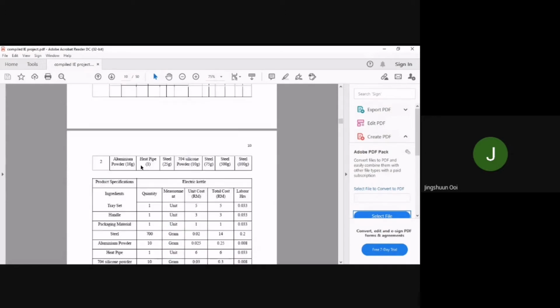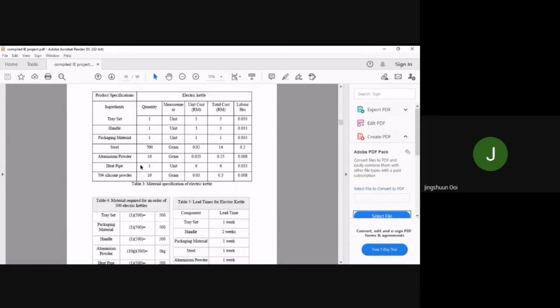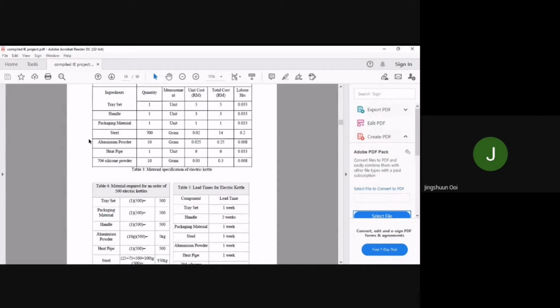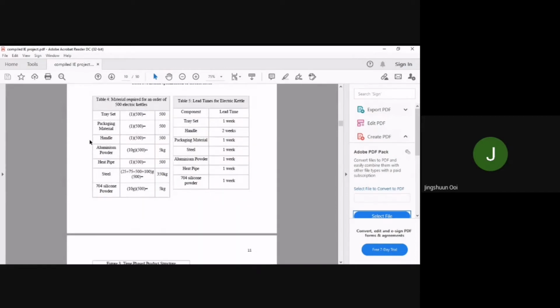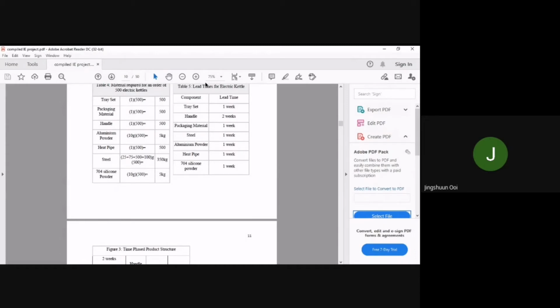Next is the product specifications of the electric kettle, which shows the amount of ingredients and materials needed to produce one electric kettle in table 3. In table 4, the materials required for 500 electric kettles are multiplied by 500. In table 5, there is the lead time for electric kettle components. It can be seen that only the handle takes 2 weeks to come. Other than that, it only takes 1 week.